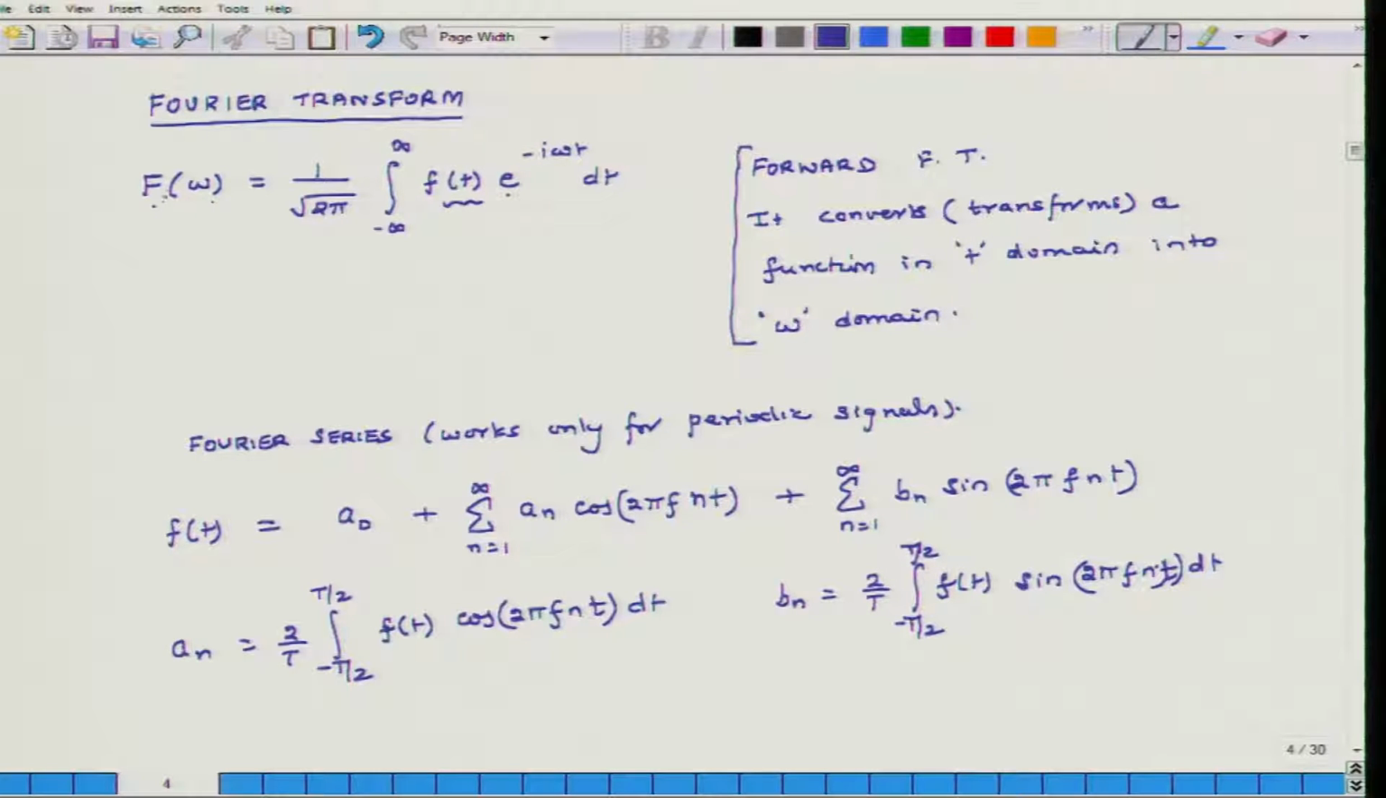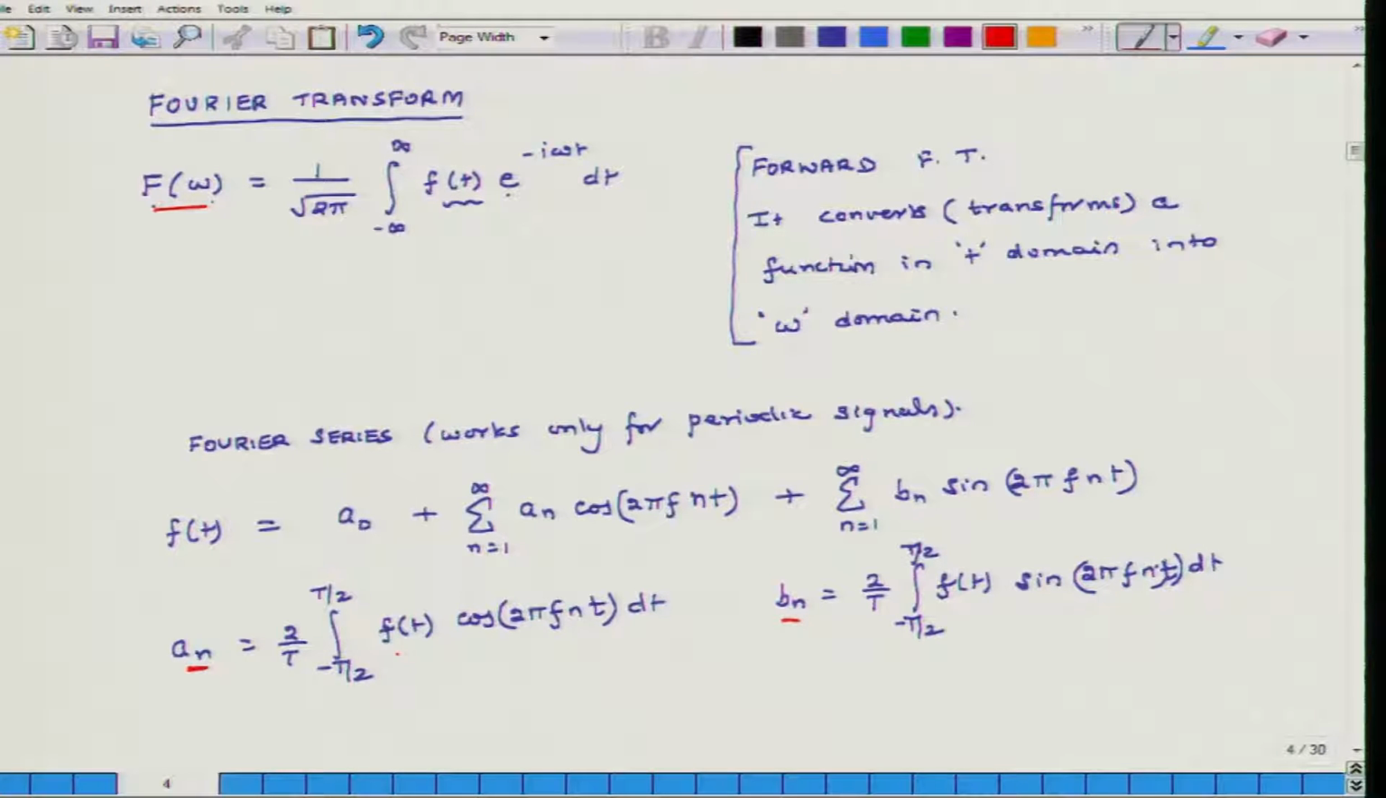Now compare. So these are Fourier coefficients at different values of omega, right? And a n and b n are also Fourier coefficients for different frequencies, right? n equal to 1 corresponds to frequency f, n equal to 2 corresponds to frequency 2f, n equal to 3 corresponds to 3f. So a n and b n correspond to different frequencies, and F is the coefficient corresponding to different omegas, which is 2 pi f, which is similar, right.